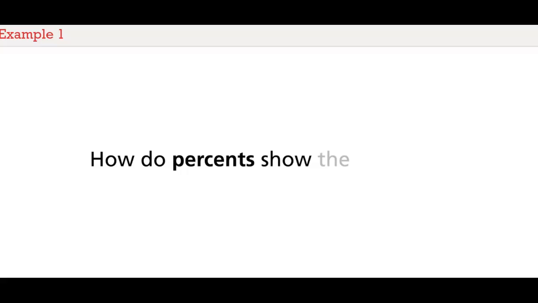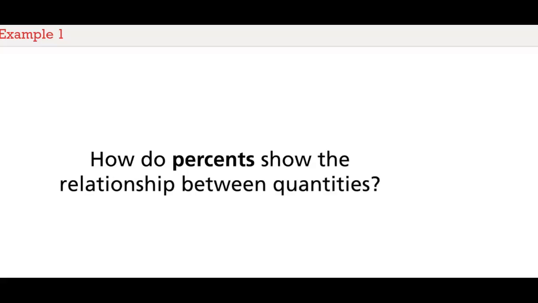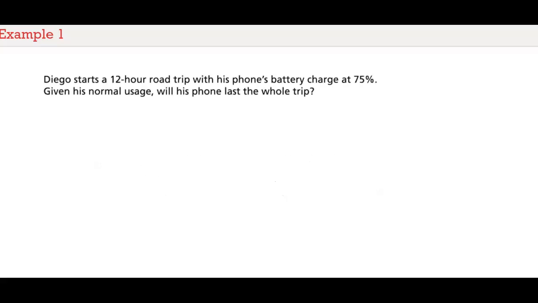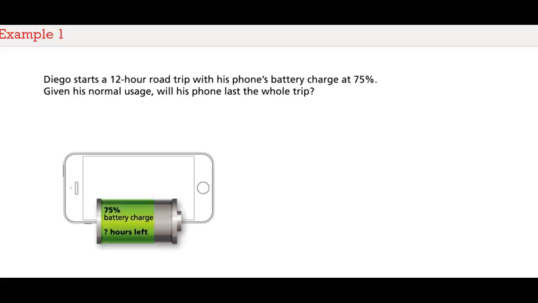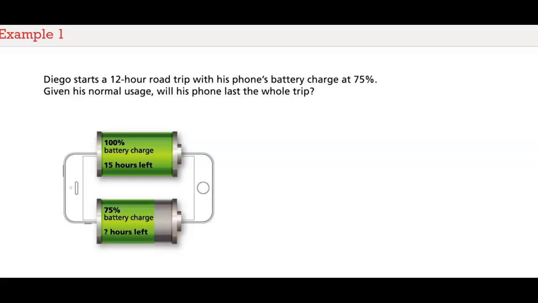How do percents show the relationship between quantities? Think about this question during the lesson. Diego starts a 12-hour road trip with his phone's battery charge at 75%. Given his normal usage, will his phone last the whole trip?